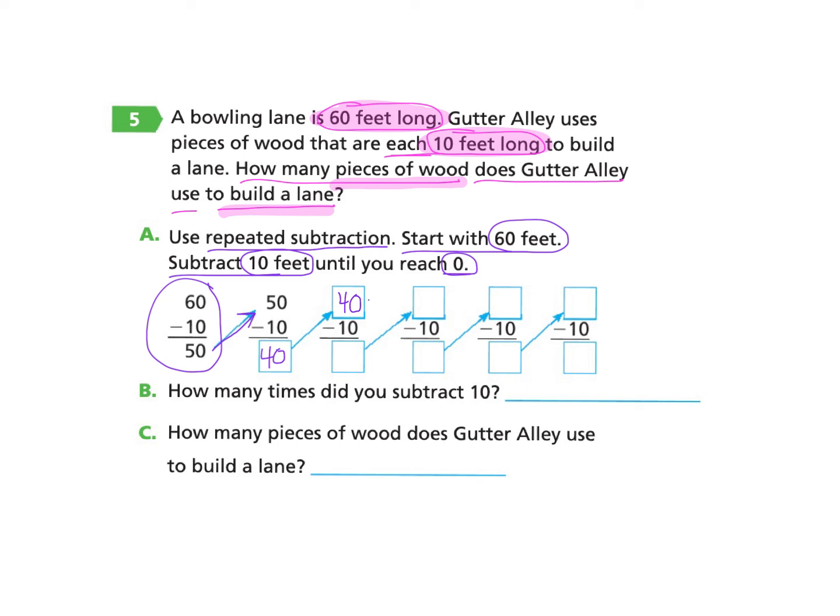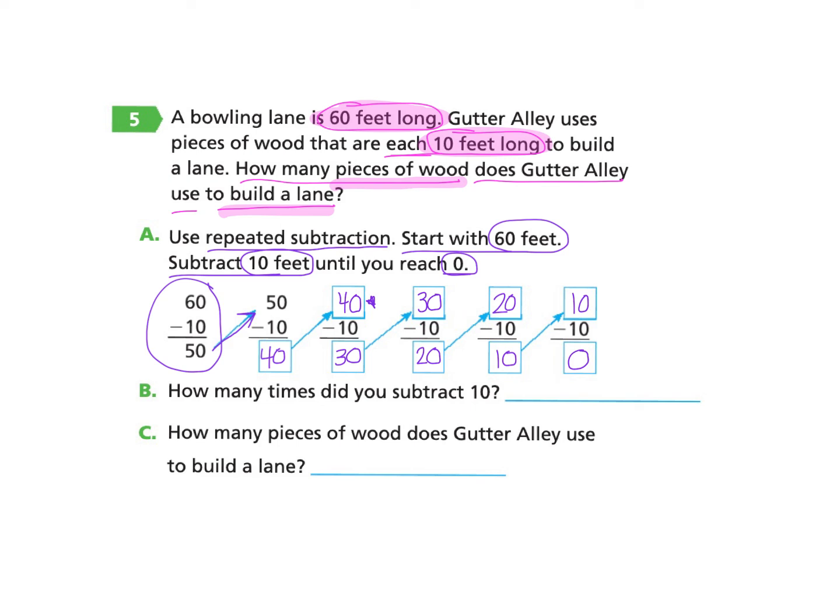So we left here at 40, and we're going to say 40 take away 10, and that's going to give us 30. Then we bring that up to the top because that's what's left over. And then we subtract 10, another lane, and we get 20. And then we bring that 20 over here, subtract 10 feet to make another lane, and we're left with 10. And then we have 10 feet of wood left, and we subtract 10 more feet, and we end with 0. So now we can stop because we've reached 0.